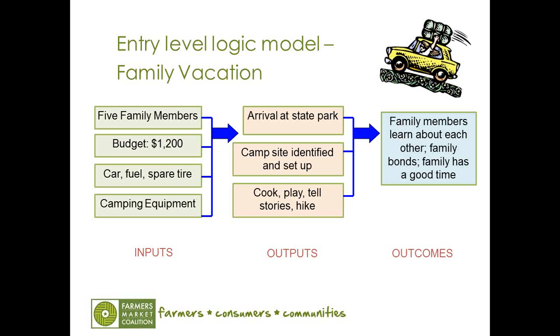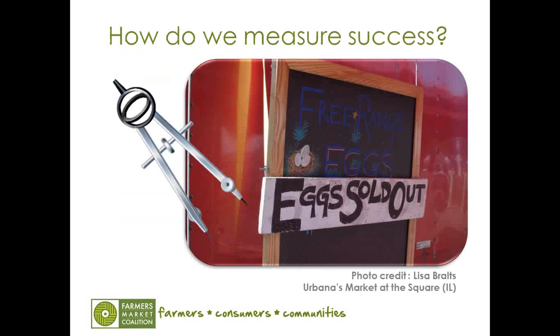So the inputs are the resources that go into this effort. The outputs are the activities, the products, the participation generated through the investment of resources. And then the outcomes are changes in knowledge, awareness, skills, attitudes, opinions, motivations, behaviors, decision-making, or even a change in policies. What's missing here, of course, are the actual indicators that would allow us to know that the family members have learned about each other, that they have bonded, that they've had a good time.